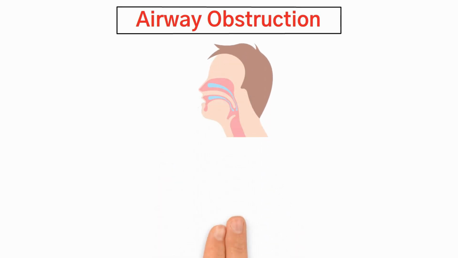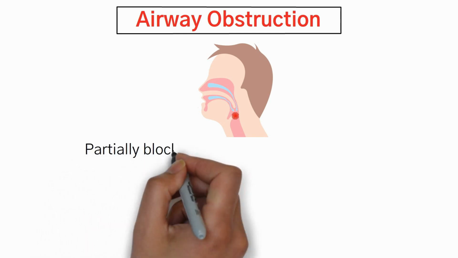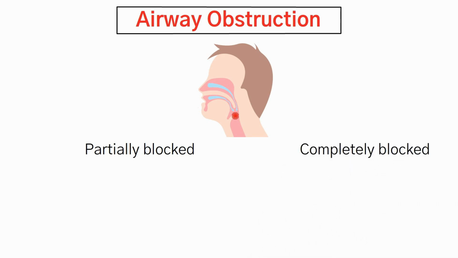Let's discuss airway obstruction. Here is everything you need to know about airway obstructions. An airway obstruction occurs when the normal flow of air into the lungs and into the airway is blocked or restricted, preventing adequate oxygenation. This can be partial, where the airway is only partially blocked, or complete, where it is completely blocked and no air can get through.